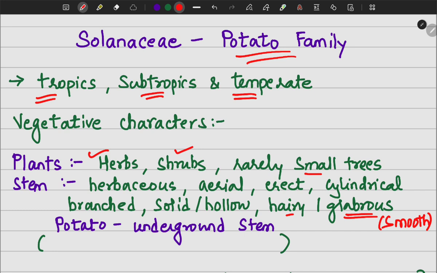If you remember when we studied about the modifications of stem, there when we studied about the storage of food, the example was potato, which is a kind of tuber, and potato is actually an underground stem modified for the storage of food. So do you remember the scientific name for potato? It's Solanum tuberosum.